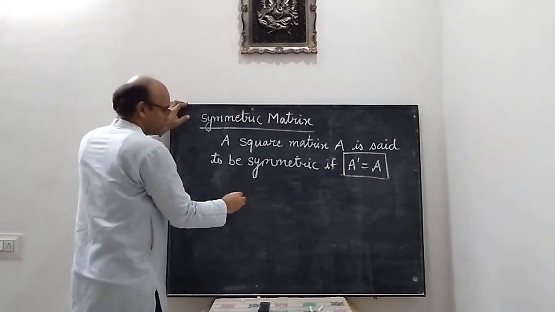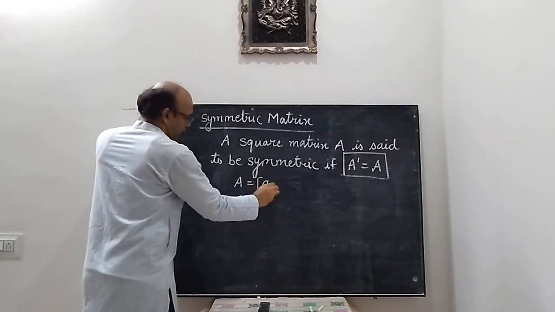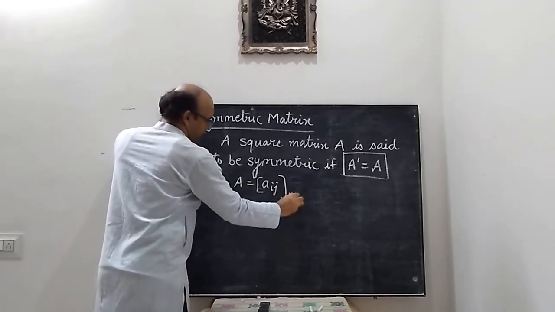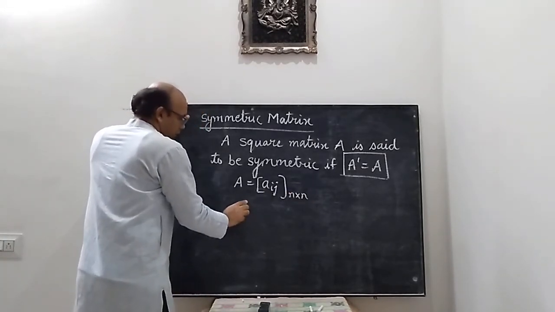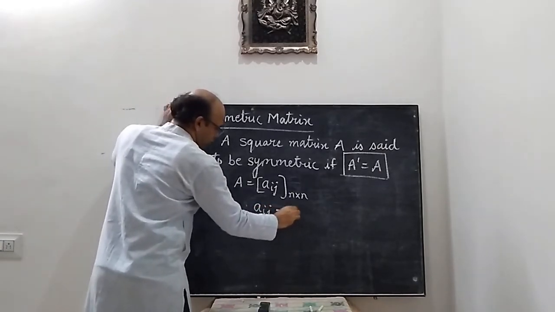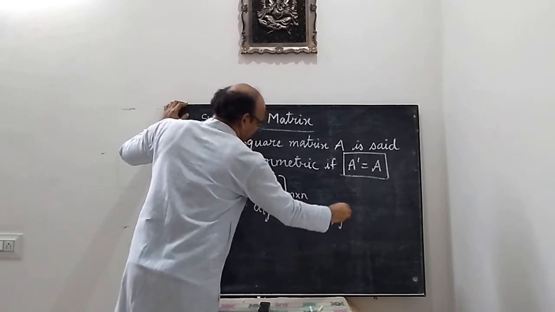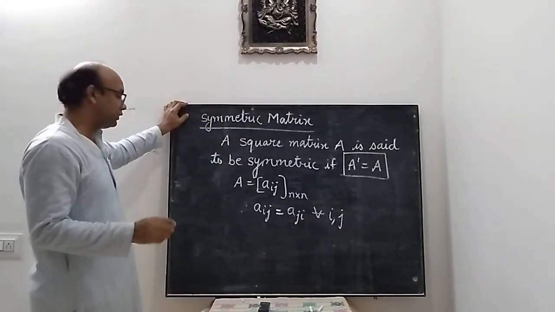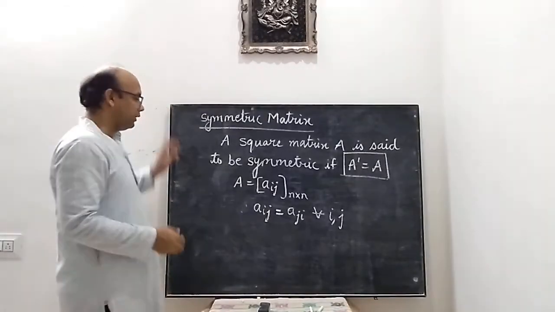This can also be thought of as: if A is equal to [aij] of the order N cross N, then aij is equal to aji for every i and j. That means if you interchange the positions of i and j, the value of the element still remains the same.